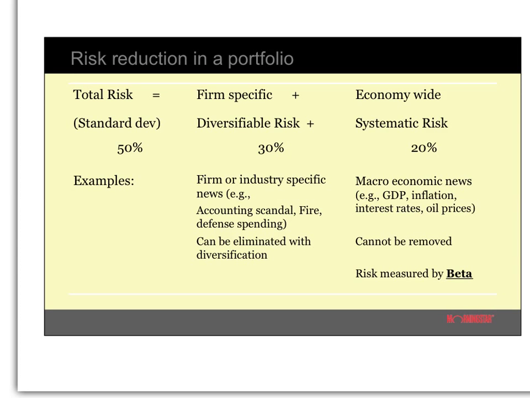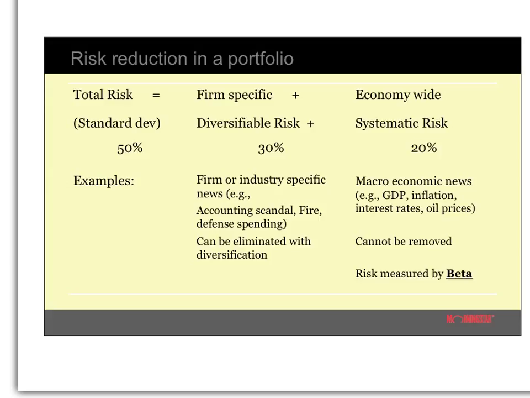Let's discuss the intuition behind how risk gets reduced in a portfolio. So, risk refers to the possibility that the actual outcome differs from expectations. And we form expectations based on information available at a point in time. So, for example, based on the information that we know today, we might expect the GDP growth to be 3% over the next 12 months. And we might expect a plant run by Apple to produce, say, 1 million iPads per year.